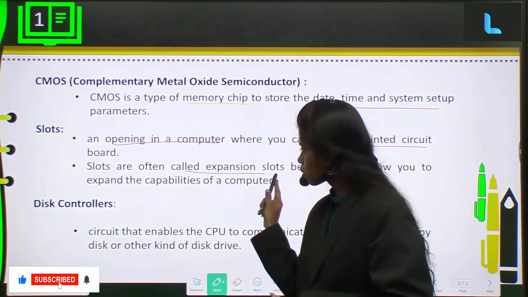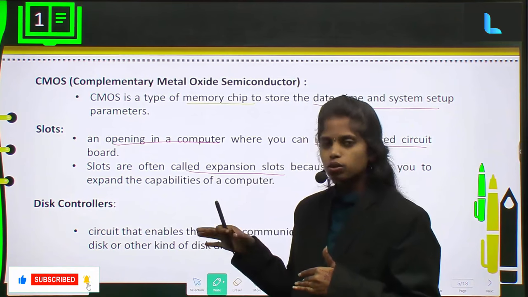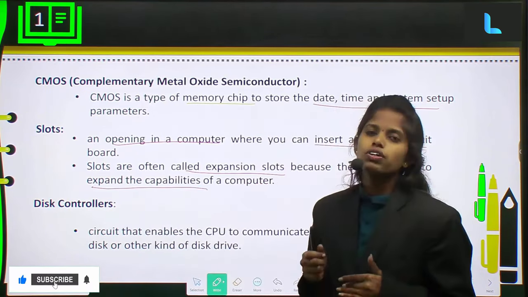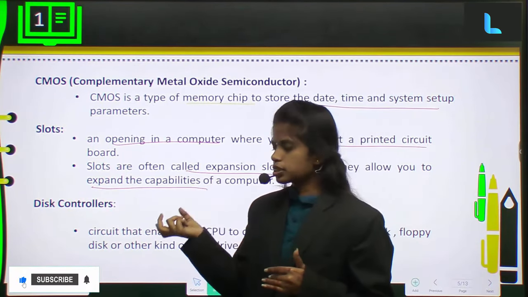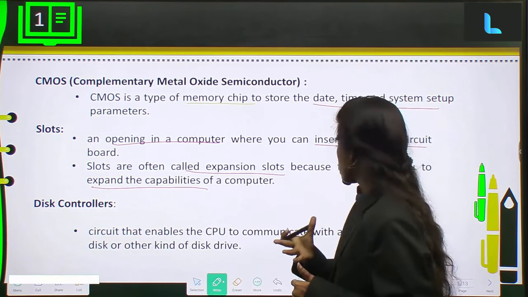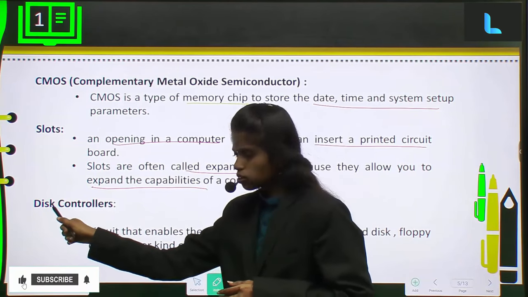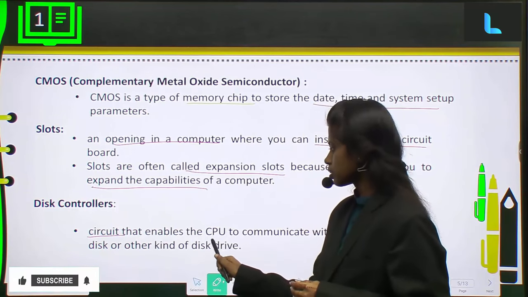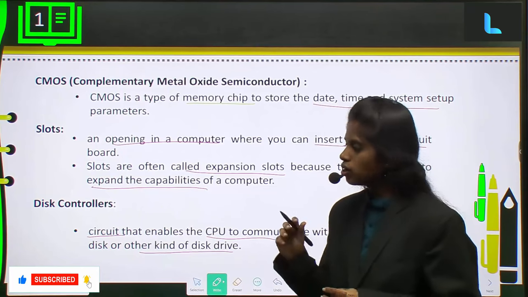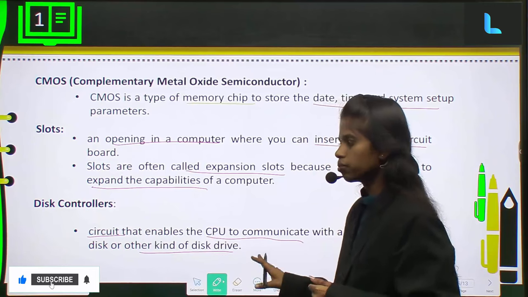Sometimes the slots are also called expansion slots. After writing expansion slots, you should give the reason also. Why are they called expansion slots? Because they enable us to expand the capabilities of a computer. Next come disk controllers. What will the disk controllers do? They enable the CPU to communicate with the disk drives. A disk controller is a circuit that enables the CPU to communicate with the hard disk, floppy disk or other kinds of disk drives. For this you have drivers, the floppy disk driver and the hard disk driver, so both will come under disk controllers.